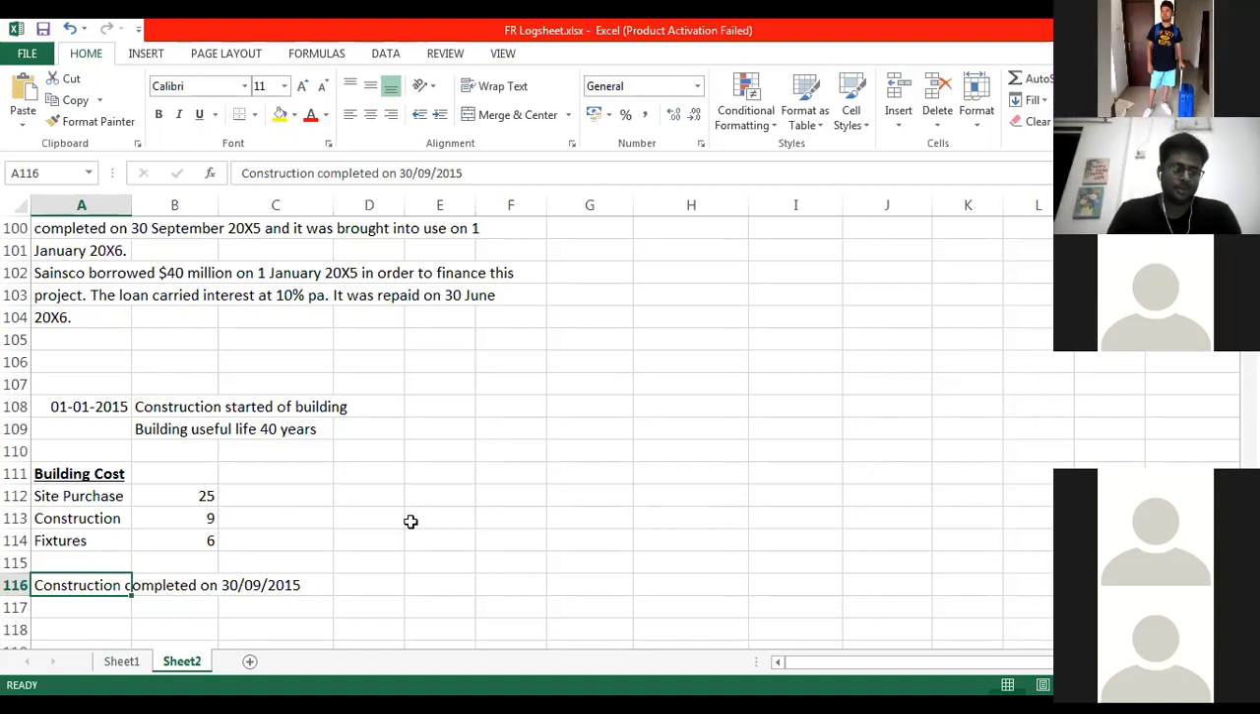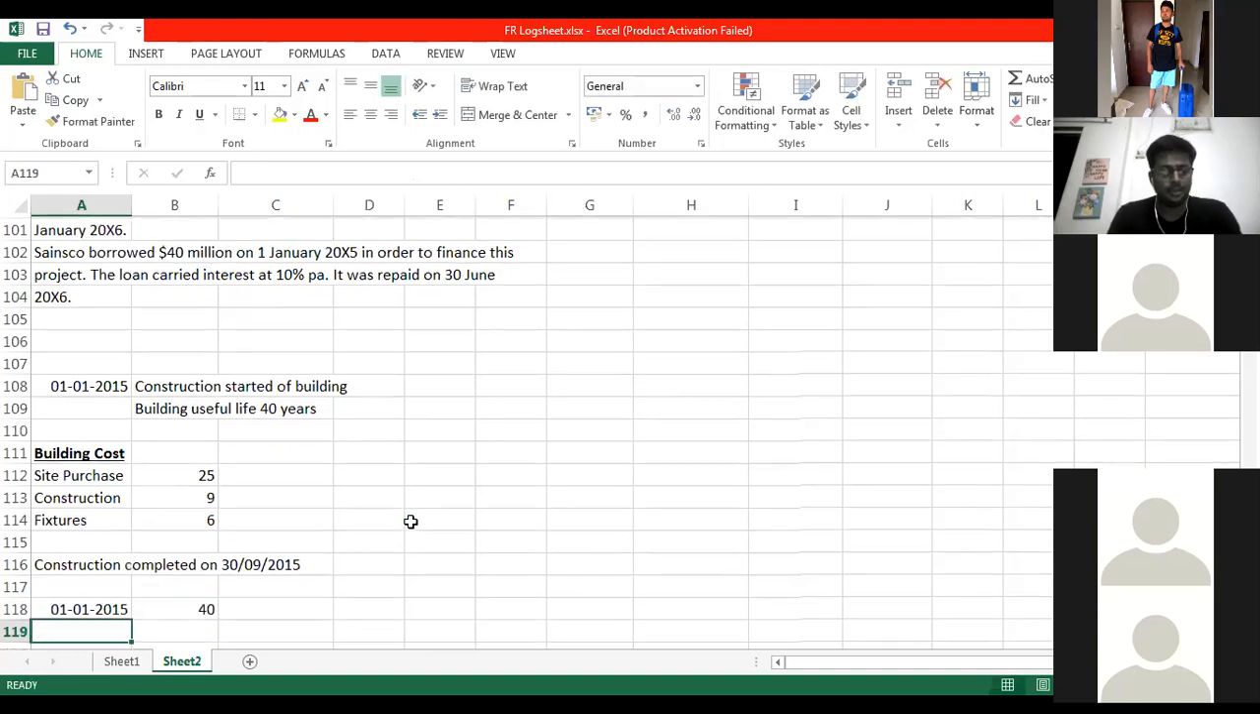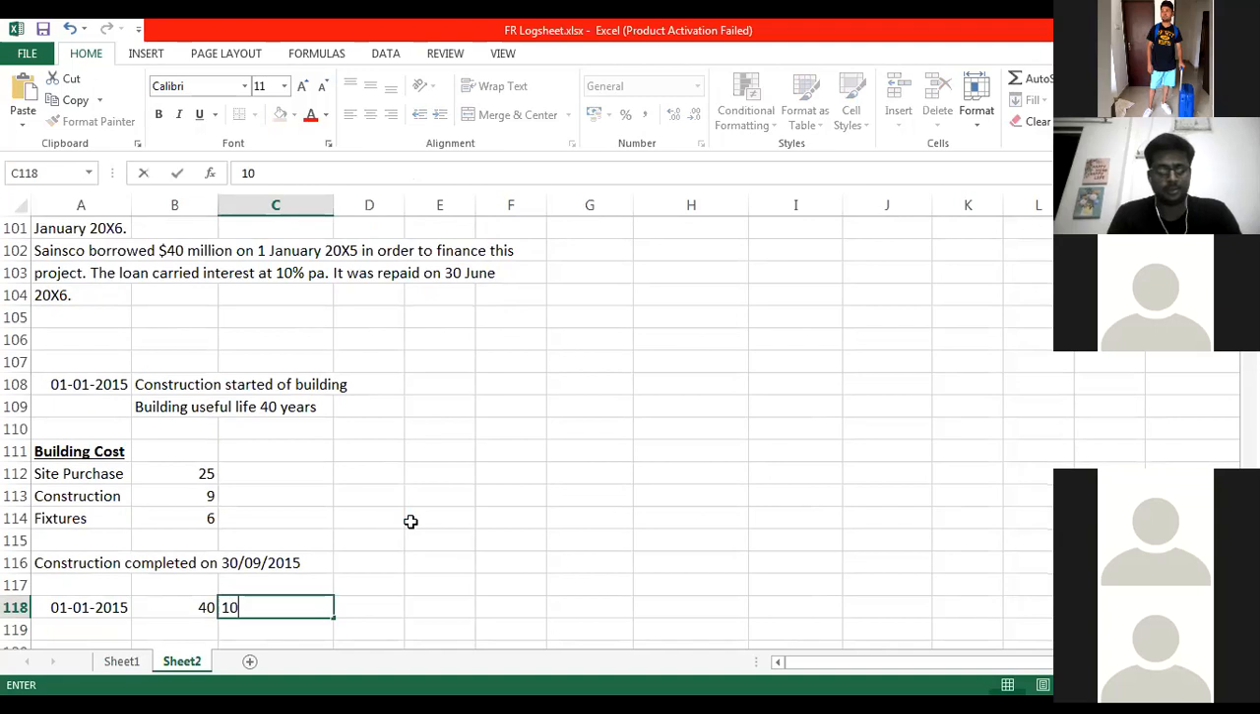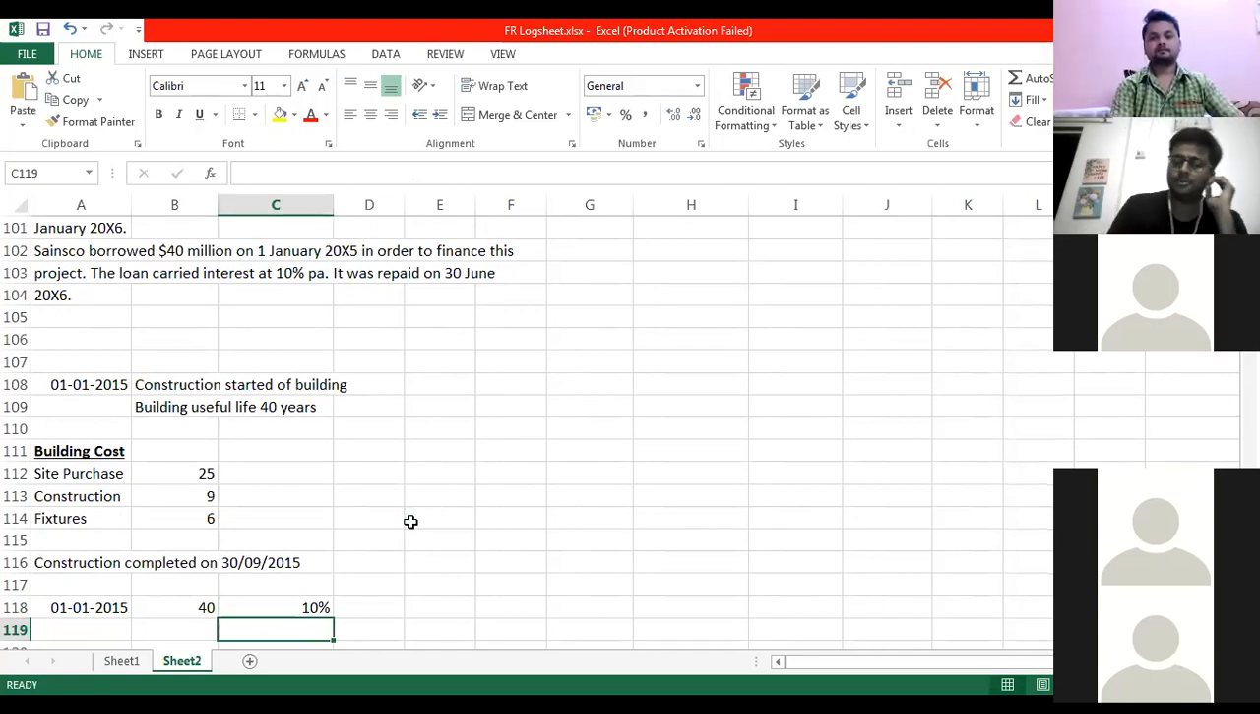Okay. So now construction is completed in September 2015. Loan was borrowed on 1st of January 2015, and this is for how much? It is 40 million. Rate of interest is 10%. So what is the value of building as on 31st December? That is what we are being asked.